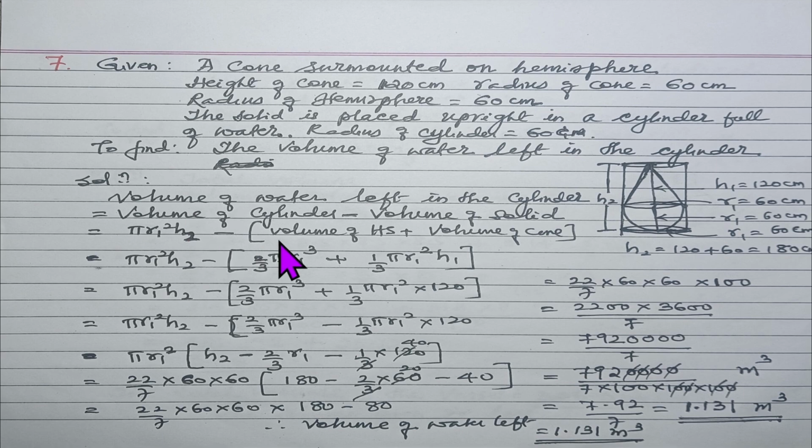So we have pi r1 square h2 minus the volume of hemisphere plus volume of cone, and the formula I have written is pi r1 square h2 minus the volume of hemisphere, which is 2 by 3 pi r1 cube, and the volume of cone is 1 by 3 pi r1 square h1. Now in this, pi r1 square h2 minus 2 by 3 pi r1 cube minus 1 by 3 pi r1 square into 120, the height of the cone being 120 there. Okay, h2 here I have taken, and pi r1 square is common, therefore I have taken pi r1 square outside.